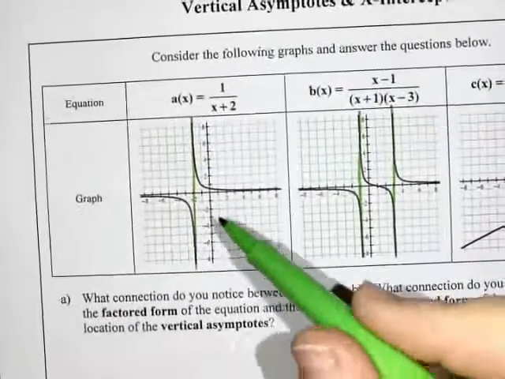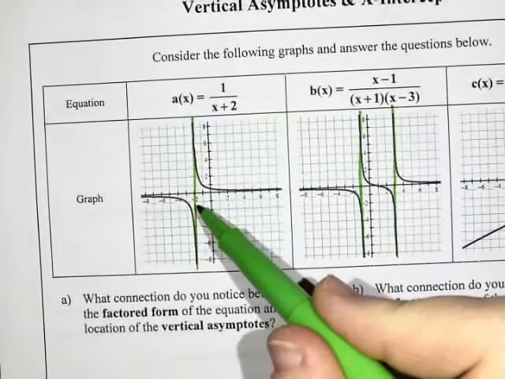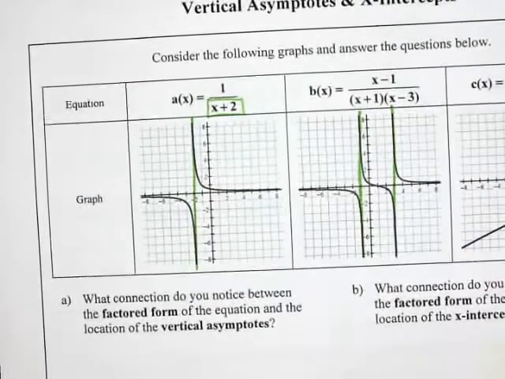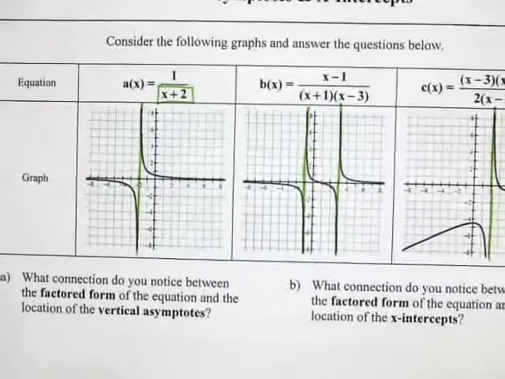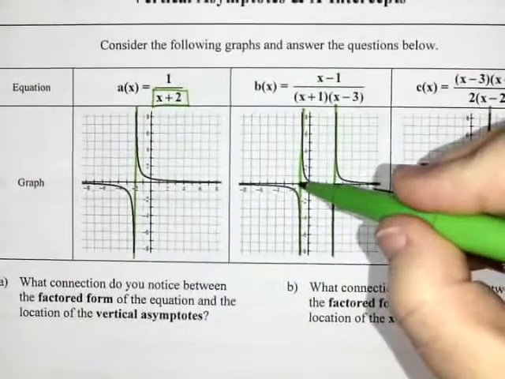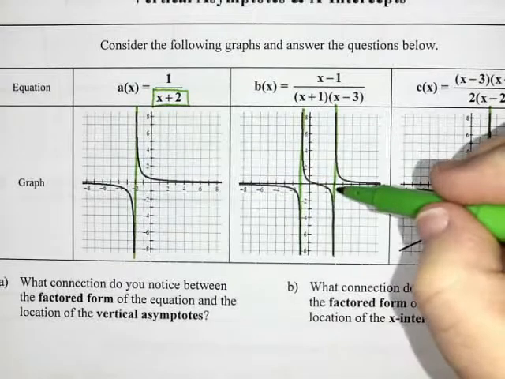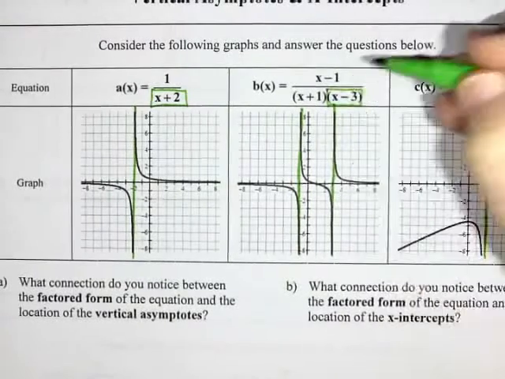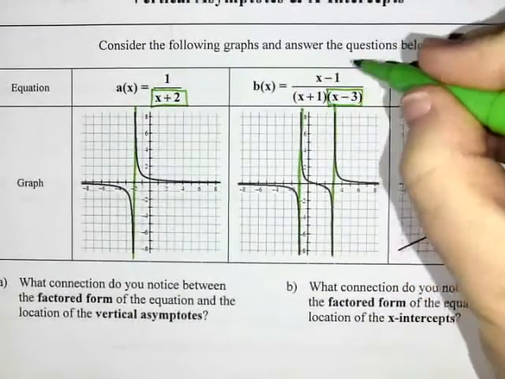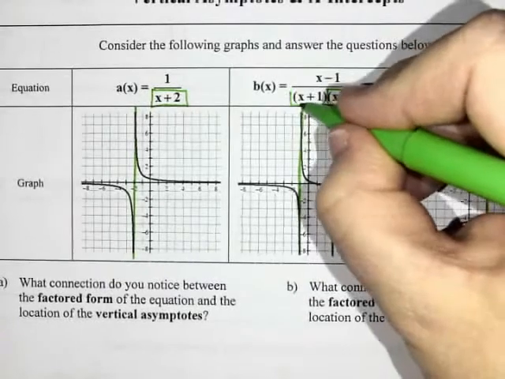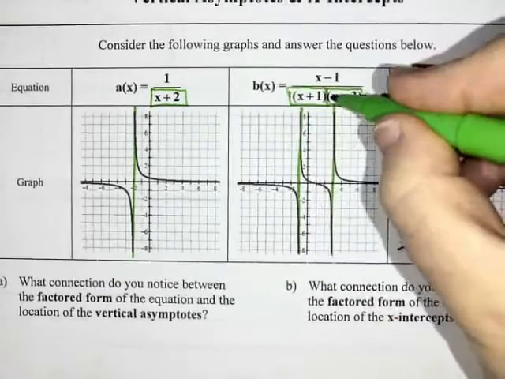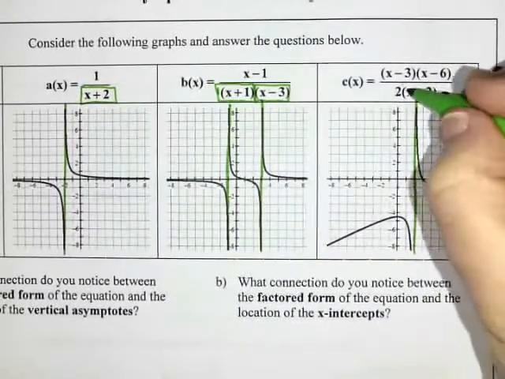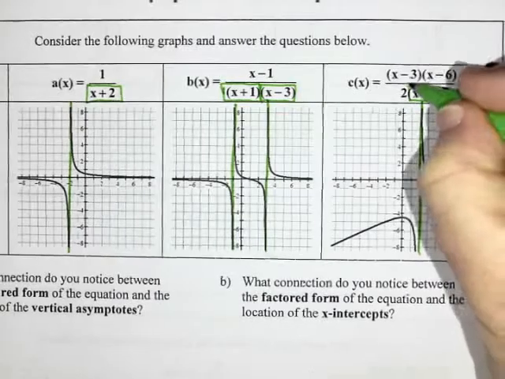So if I look at this one, it had a -2, and I notice in the denominator, there's an x plus 2. That's interesting. For this one, I have asymptotes at -1 and +3, and in the denominator, I have brackets of x plus 1 and x minus 3. This last one, our asymptote was at 2, and I had x minus 2.